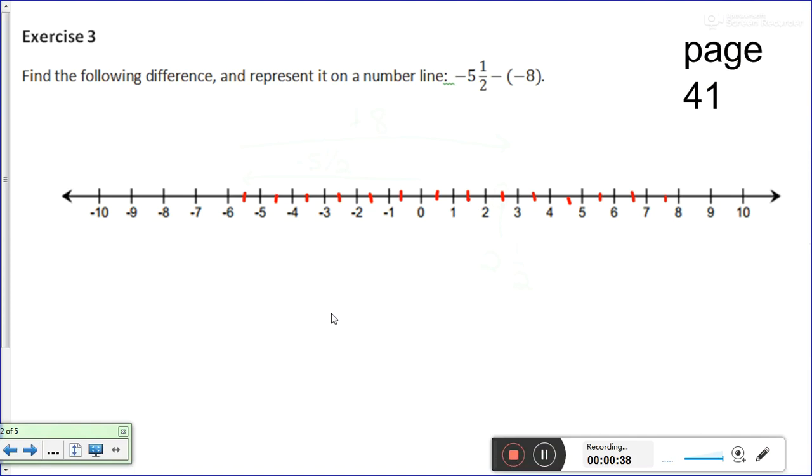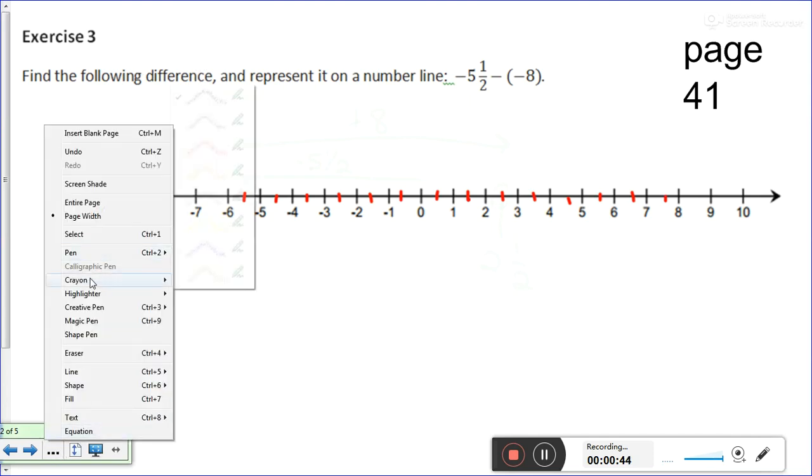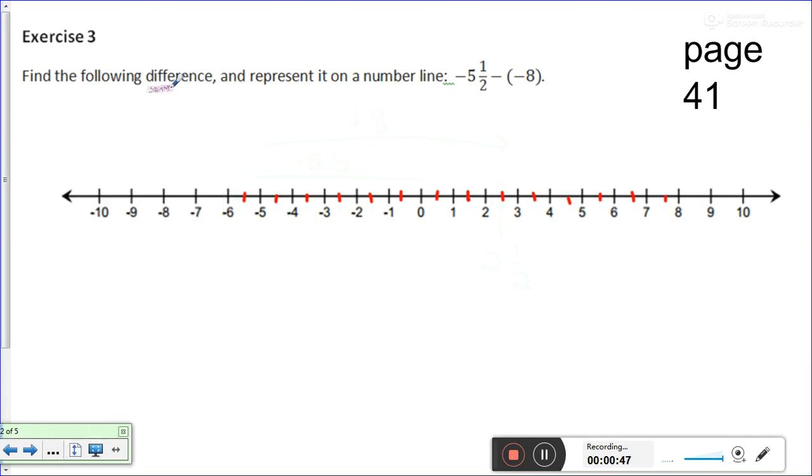Alright, so we are starting on page 41, up at the very top, and it says exercise 3. Find the following difference. Difference, ooh, that's a good word. That means that we are going to be doing subtraction. When you see that word difference, that lets you know that we are subtracting.